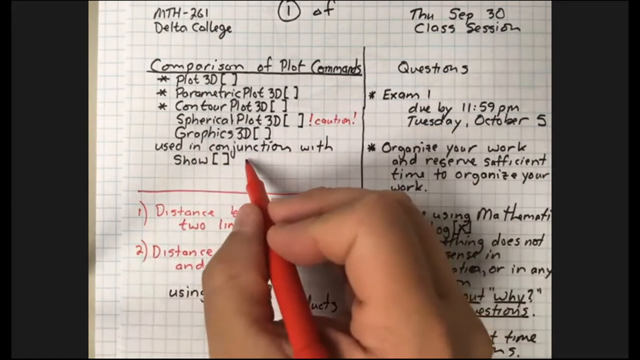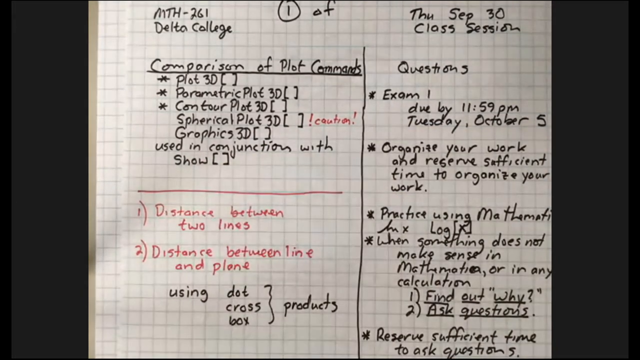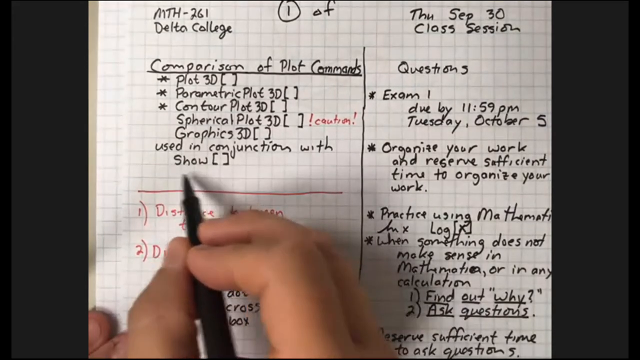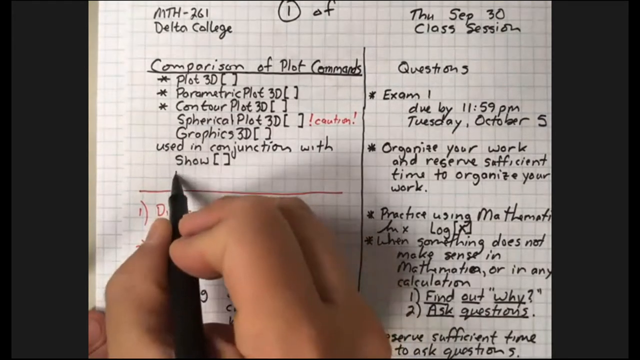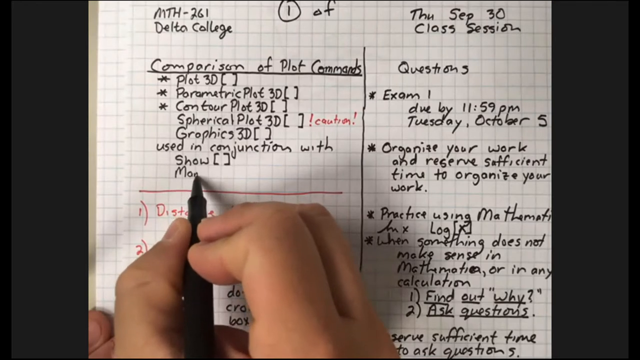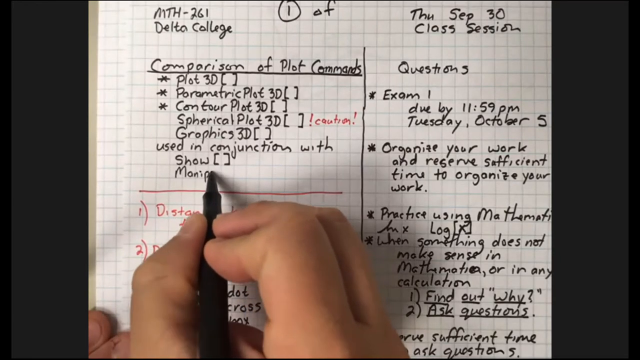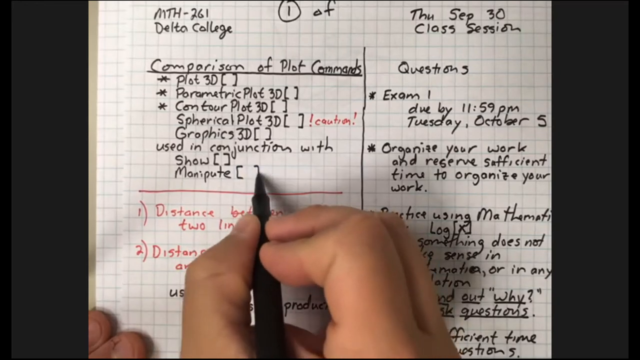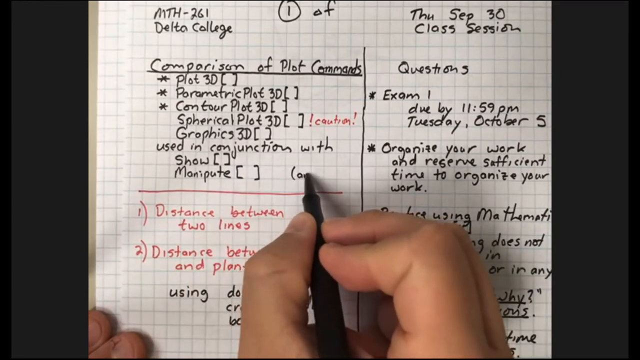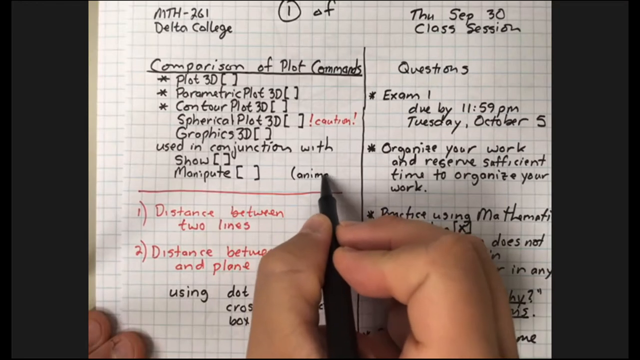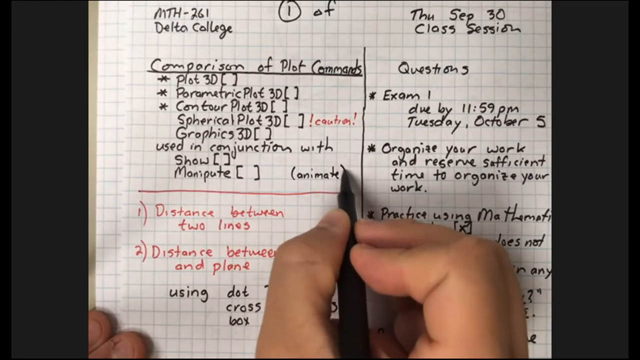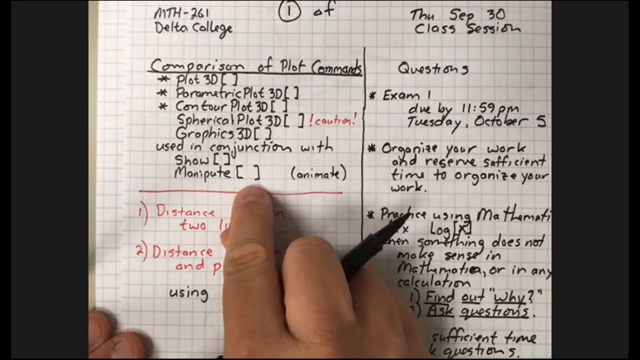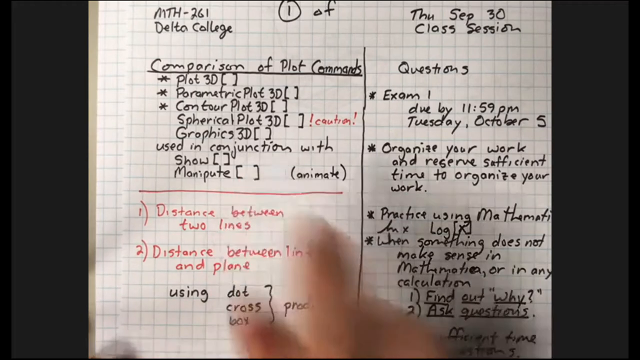And Show is a powerful command because it allows you to make a list of things that you've created. Manipulate, we haven't used very much. But Manipulate is also very powerful because it allows you to animate some structure that you've created. It could be a picture or it could be an algebraic calculation.